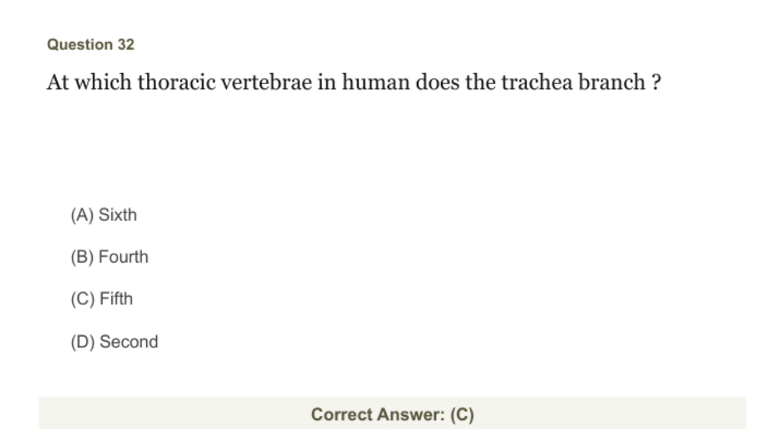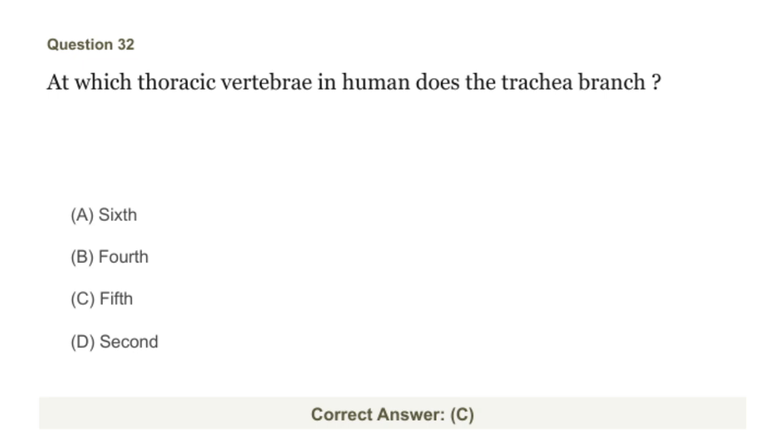The key point here is understanding exactly where this split happens along the vertebral column. The answer is at the fifth thoracic vertebra, or T5. This location is important because it marks the level of the carina, which is the ridge at the base of the trachea where it divides.